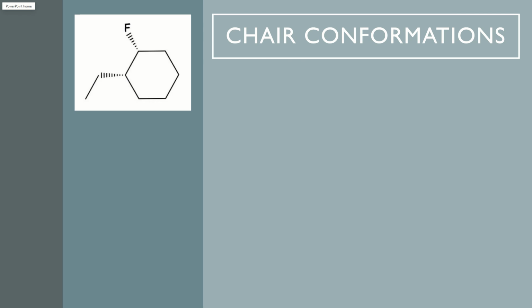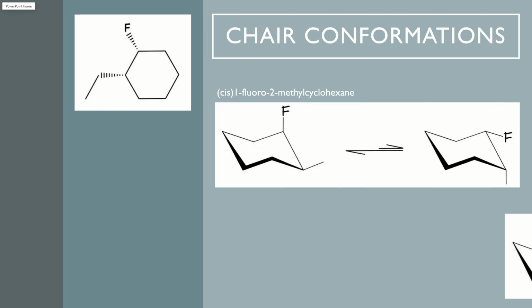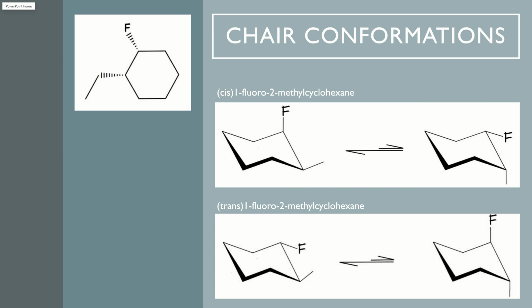In 1-fluoro-2-methyl cyclohexane, the cyclohexane ring again has two substituents, a fluorine on the first carbon and a methyl group on the second. I have drawn another two chair conformations of this molecule. In the cis 1-fluoro-2-methyl cyclohexane, the fluorine is in the axial position on the first carbon, and the methyl group is in the equatorial position on the second carbon. And again, these positions are switched. In the trans isomer, both substituents are in equatorial positions, and then over here, they both switch to axial positions.